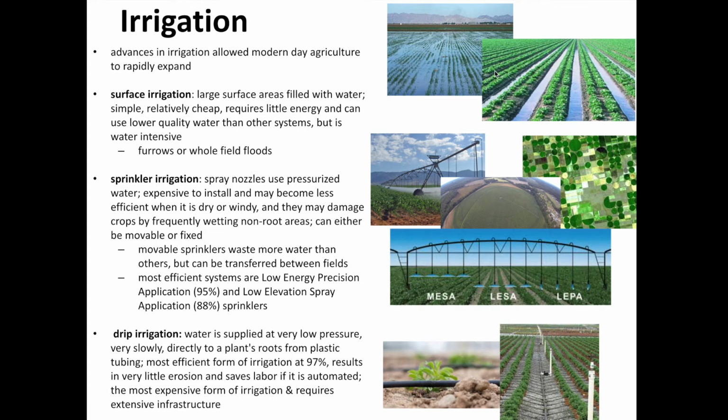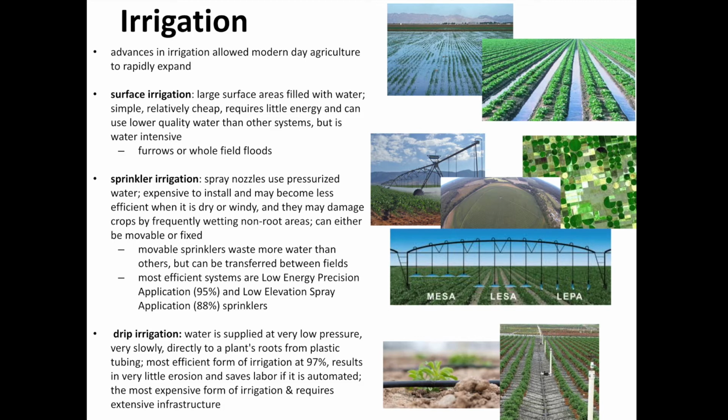Sprinkler irrigation uses spray nozzles and pressurized water to basically deliver water to a more centralized location. These are expensive to install and they require a fair amount of infrastructure. And they're less efficient when it's dry because water starts to evaporate really rapidly. The same is true if it's windy. Water can be pushed away from the crops that they're meant to be delivered to. And we also end up with a fair amount of flooding or damage to crops by wetting non-root areas. These sprinklers can be fixed or they can be movable. But movable sprinklers waste more water than others, but they can be transferred between fields.